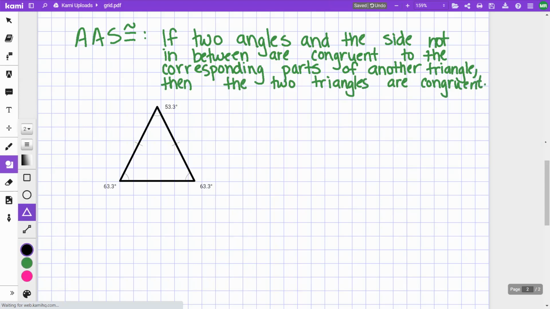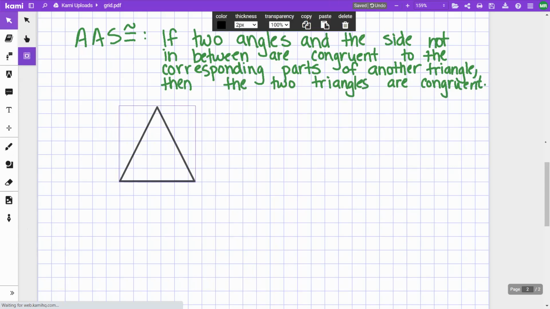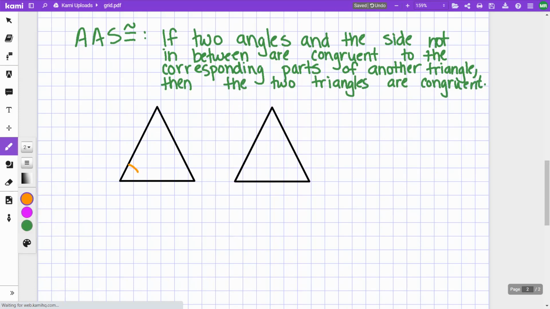So a picture of this. Okay, so we have two angles. So let's say I have this angle and this angle. And I have this angle and this angle. And I'm going to have a side. Either I can have this side with this side, or I could have this side with this side. But what I'm not looking at is this with this, because that would be two angles with the side in between. So let's just say I have this side congruent with this side. That would be an example of angle, angle, side.